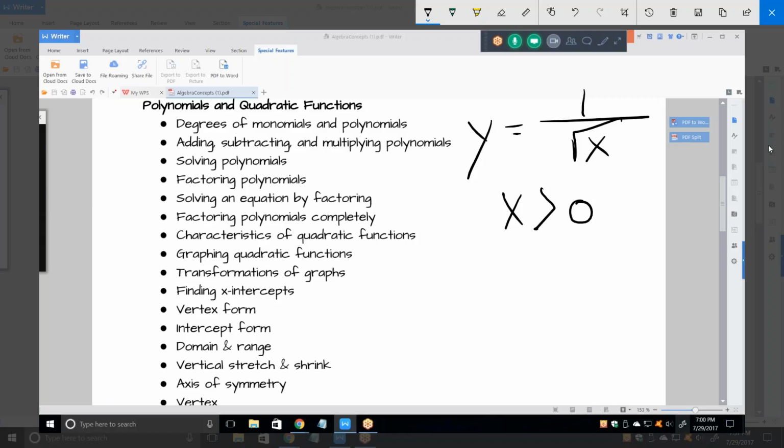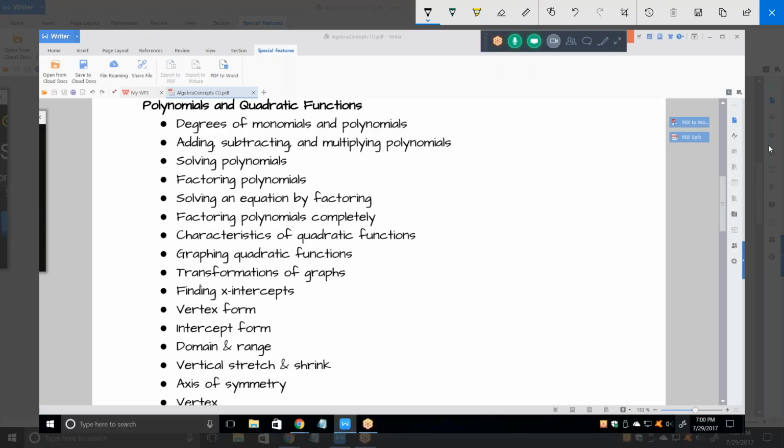Because in this particular case, x cannot be equal to 0, because I can take the square root of 0, which is 0, but then I'm dividing by 0, which I can't do. So x in this case has to be greater than 0, not just greater than or equal to 0.